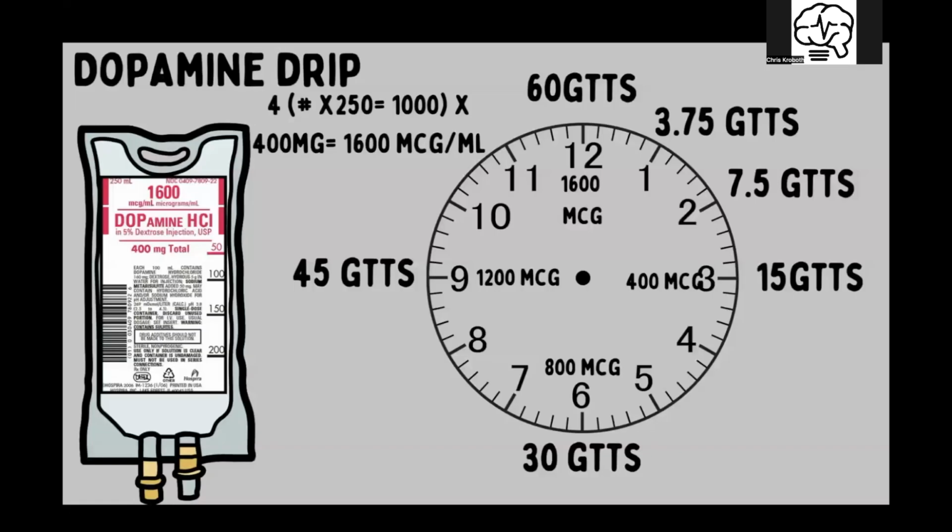Dopamine, not many of us are using dopamine anymore, but if you are, here's a premixed dopamine, or if you need to mix it, it's commonly found in a 250 bag. 400 milligrams is total in that bag. So 4 times 250 would be 1,000, 4 times 400, 1,600 mics. So 1,600 goes at the top, 800 down at the bottom, 400, 1,200, and then you can break it back if you want. So there's that 400 and that 250.